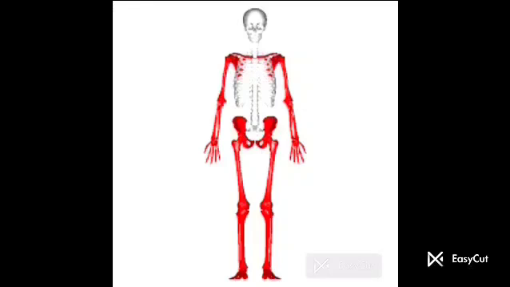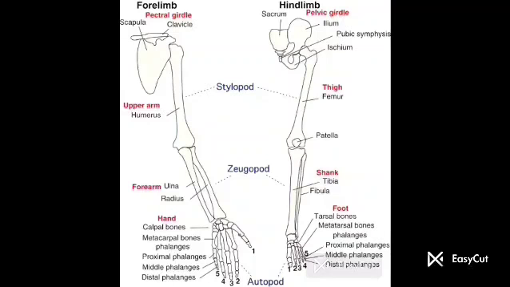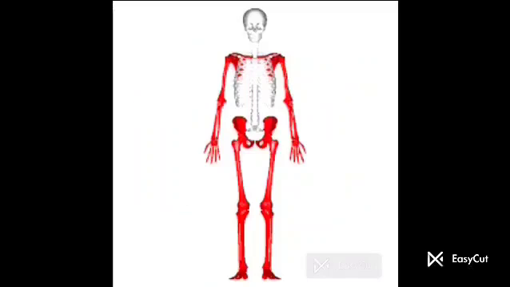So first we will talk about the limbs. The limbs are again of two types, the forelimbs and the hind limbs. So first have a look at the forelimbs. The forelimbs are formed of 60 bones altogether.